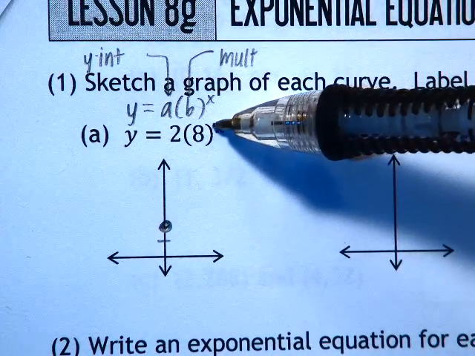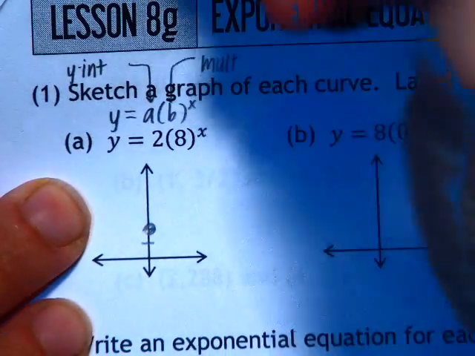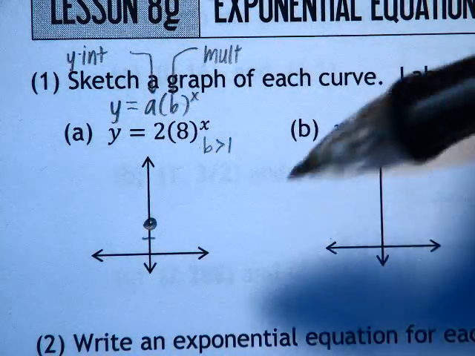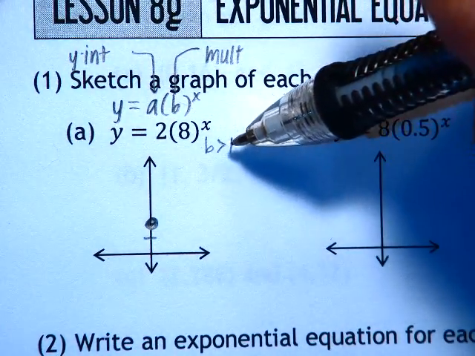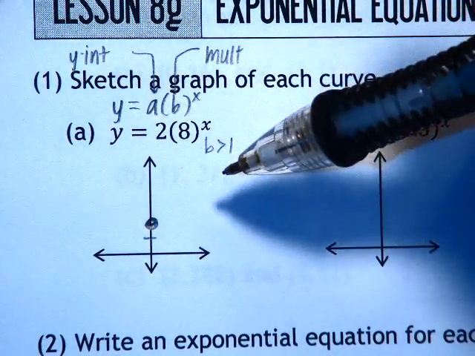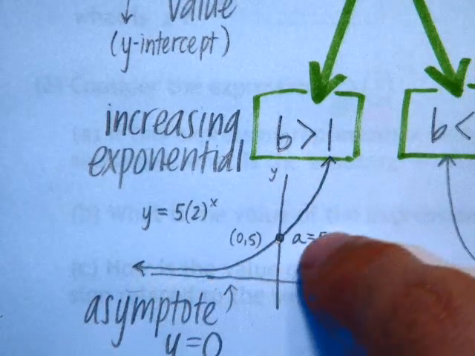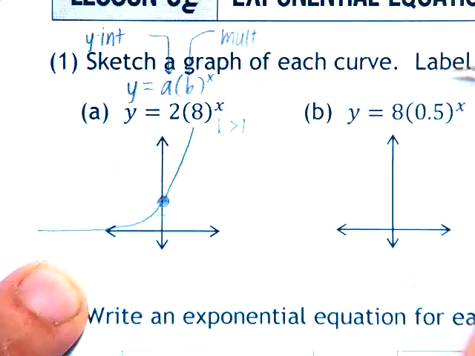Now the multiplier is the number inside the parentheses, which is 8. All I really care about is the fact that 8 is bigger than 1. I don't really care that the number itself is 8. I mean, that's cool, but all I care about is what the shape is going to look like. And when the multiplier is bigger than 1, and I'll go back to my notes to verify this, we have an increasing curve. Increasing means it starts out flat on the left and curves up as we go to the right. So as I draw, I'm going to start flat, close to the x-axis, and then curve up.